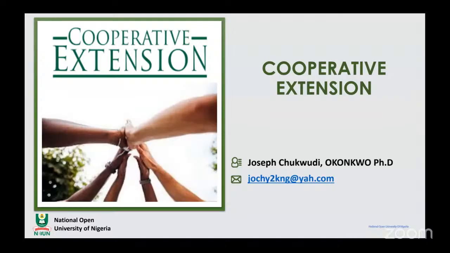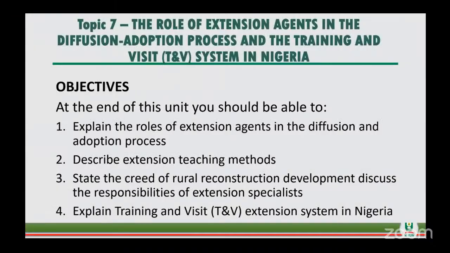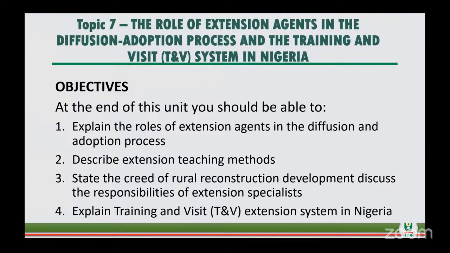The course remains CRB 430, and today we'll be talking about the role of extension agents in the diffusion adoption process, and the training and visit system in Nigeria. So we're going to be talking about that today. Expectations are very high. I look forward to getting questions from you at the end. All right, let's take it a step at a time.